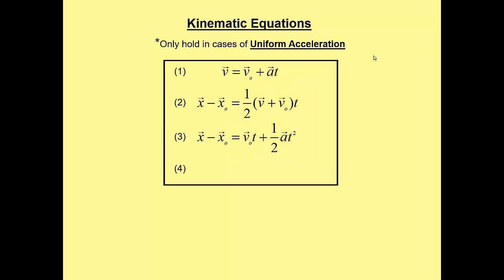And here are the three equations. The first one says the final velocity is equal to the initial velocity plus the acceleration times the time. The second equation says that the displacement, final minus initial position, is equal to 1/2 the final plus the initial velocity times the time. Remember, this one is really just average velocity times time. If we take the final and the initial, add them up and divide by 2, that's the average velocity. And then the ever popular and very useful third kinematic equation is displacement, or final minus initial position, equals the initial velocity times the time plus 1/2 the acceleration times the time squared.